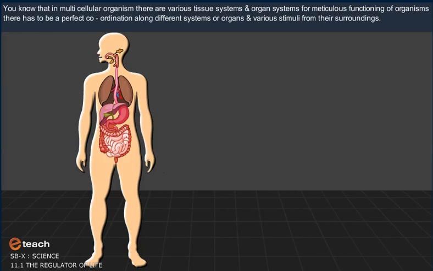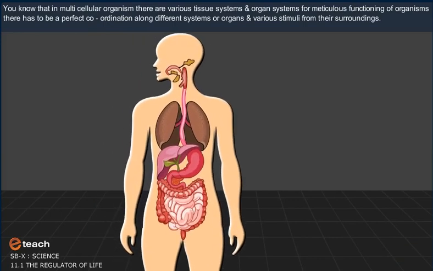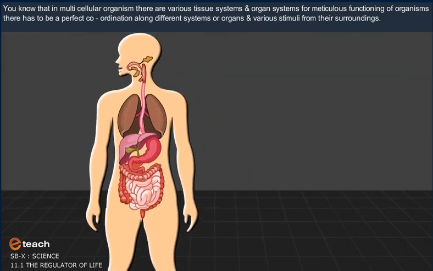You know that in multicellular organisms, there are various tissue systems and organ systems. For meticulous functioning of organisms, there has to be perfect coordination among different systems or organs and various stimuli from their surroundings.